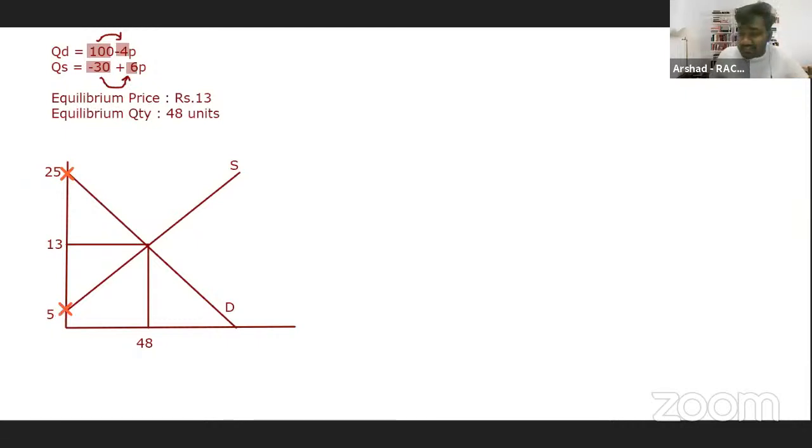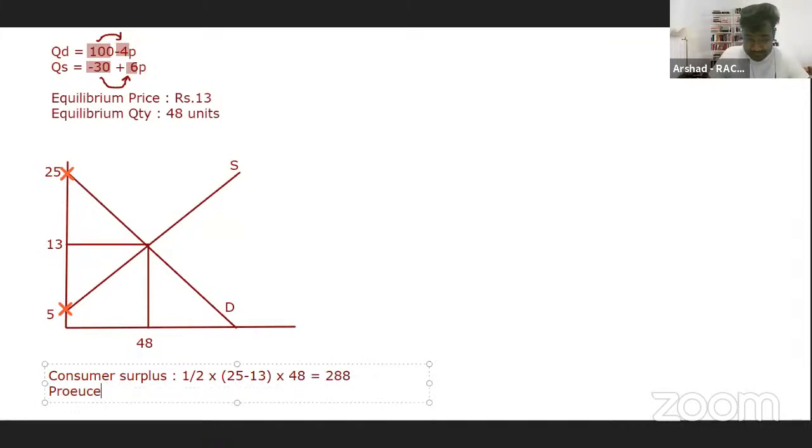Done. Our next one. Based on this, can we find consumer surplus? That's our second question. How much is consumer surplus? It's half into 25 minus 13, that is our height, multiplied by 48. Can someone give me an answer, please? 288. Okay, 288.